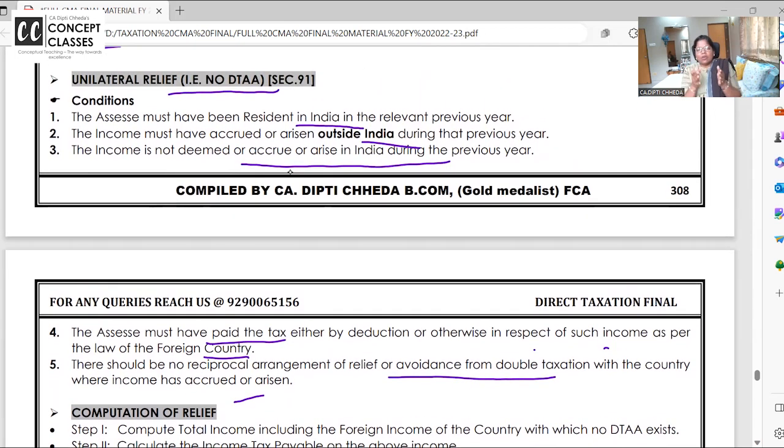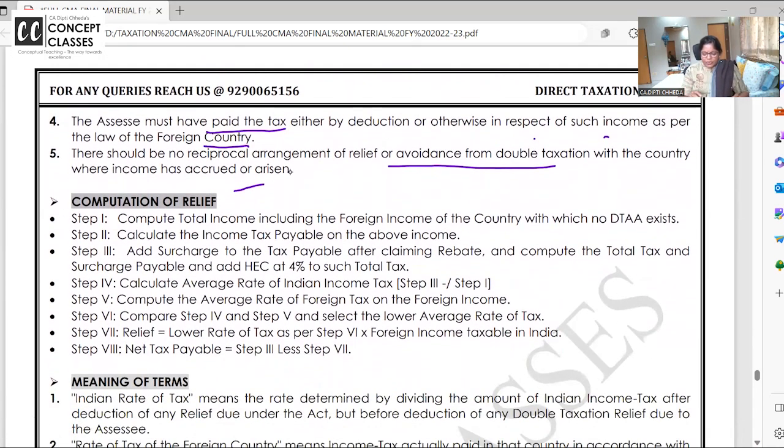Are you a resident and ordinary resident of India? Yes. Have you earned income outside India? Yes. It has got no connection with India? Yes. Have you paid tax in that country? Yes. Is there no DTAA with that country? No. Then you can take a relief under section 91. Okay. And how do you take the relief? These steps are given. You know my way of teaching. I make you understand the steps and then you come in reverse and check these steps.